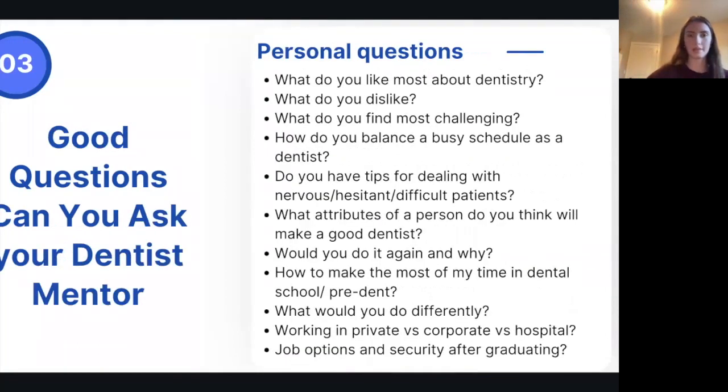So then when the patient's not there, you can ask some more personal questions. They show that you're thinking critically about the profession and you want to know more about your dentist mentor and how they find the career. So you can ask what they like most, what they don't like. One of my favorite ones is, would you do it again and why?